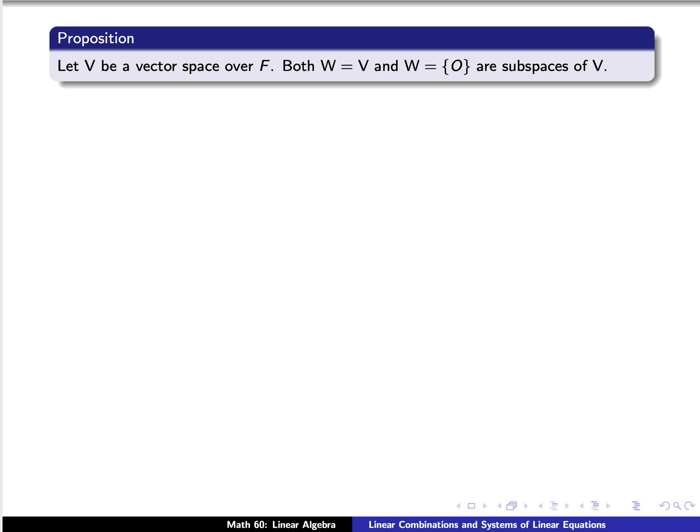Last time we started to write down some examples of such spaces. Let's let V be a vector space over F. Then we can either let W equal the whole vector space V, or we can let W just be the set that consists of one element, namely the zero element from our vector space. These are both examples of subspaces of V.